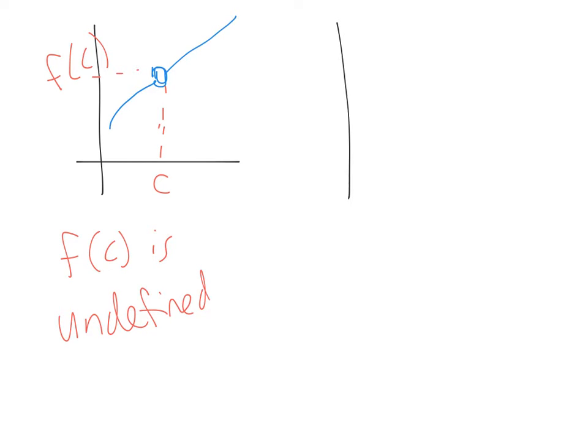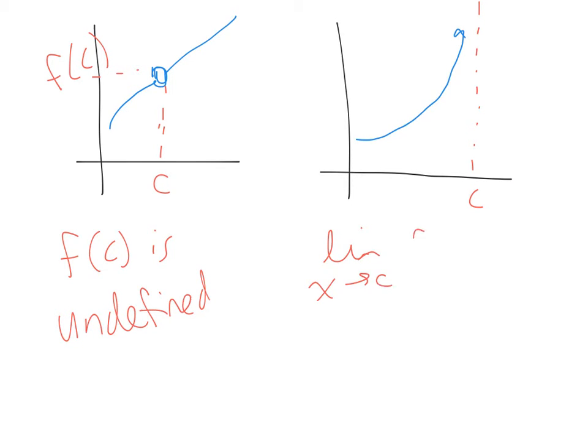Another example where we have something discontinuous, not continuous, perhaps the limit doesn't exist. So maybe I've got a function that's coming along and it's going up to infinity. Okay, there's an asymptote here. This is a case where, if I've got some asymptote here at C, then the limit as x approaches C of our function, we said, does not exist.